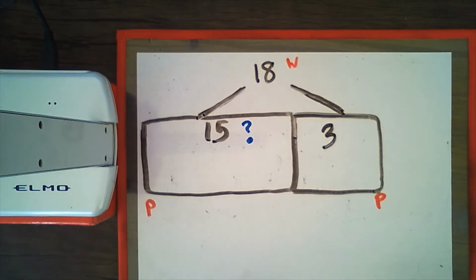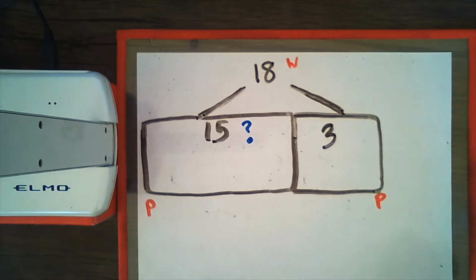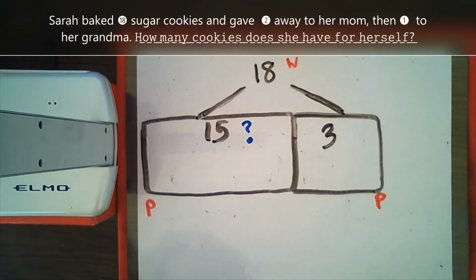My friends, I'm sure you did a fantastic job writing a bunch of word problems to match our tape diagram here. Right now, I'm going to read you mine and we can see how my story works with our tape diagram, but solves for a different part and looks closely at our fact families. Okay, and you may read with me or in your head as I read out loud to you. Sarah baked 18 sugar cookies and gave away 2 to her mom and then 1 to her grandma. How many cookies does she have for herself?